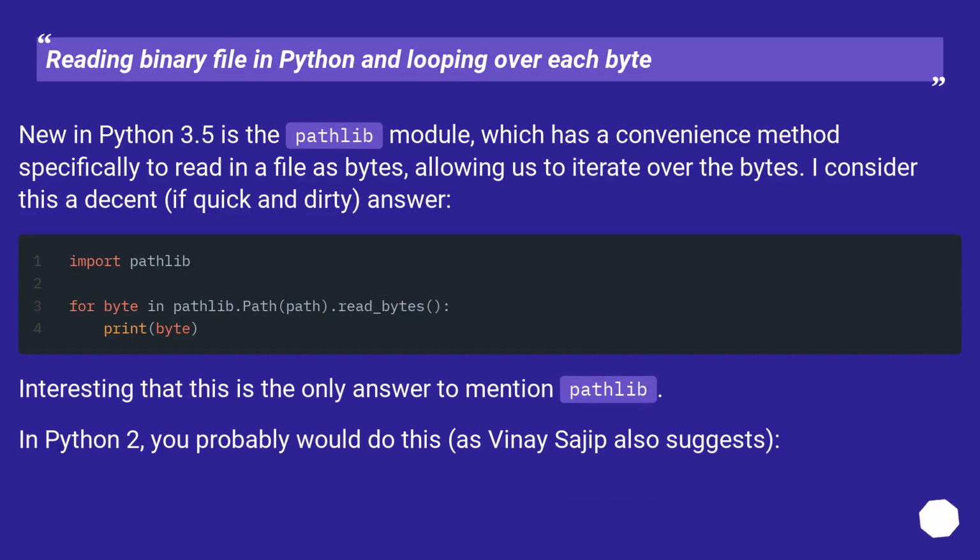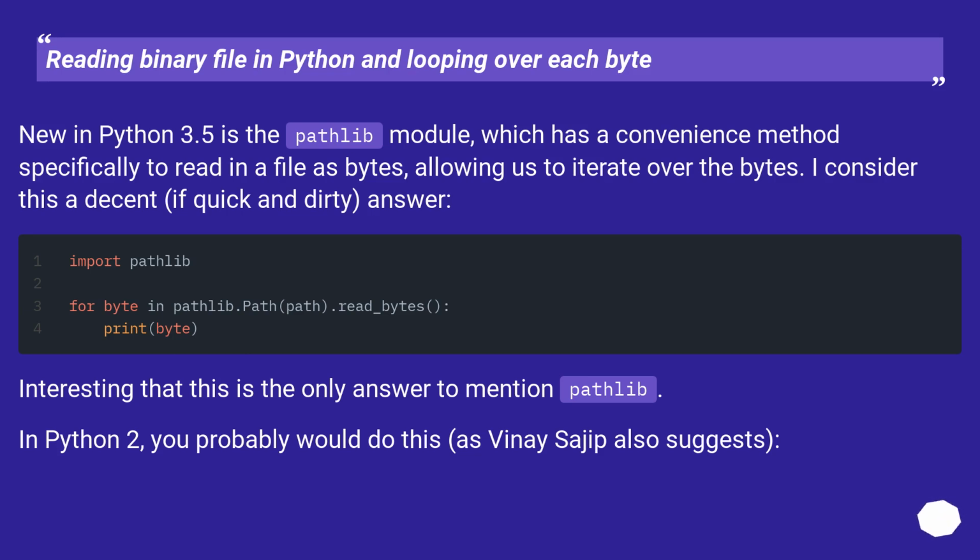Reading a binary file in Python and looping over each byte. New in Python 3.5 is the pathlib module, which has a convenience method specifically to read in a file as bytes, allowing us to iterate over the bytes. I consider this a decent, if quick and dirty, answer. Interesting that this is the only answer to mention pathlib.